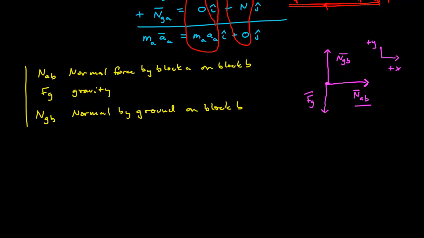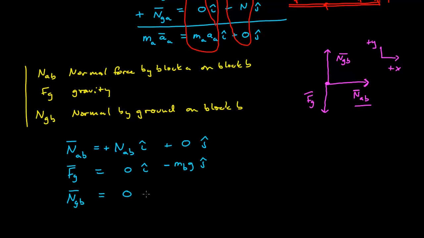All right, so now let's sum the forces, do a vector sum. And our vector sum then, we have the normal force of A on B, and that has some magnitude, A on B, all in the i hat direction. Then it's positive given my coordinate system. Our force due to gravity has nothing in the x, and that gives me negative mass of B times gravity in the j hat direction. The normal force of the ground on B is 0 i hat plus magnitude G on B in the j hat.